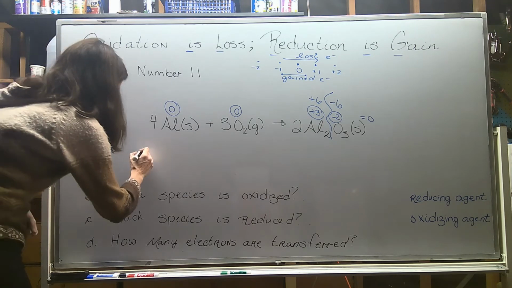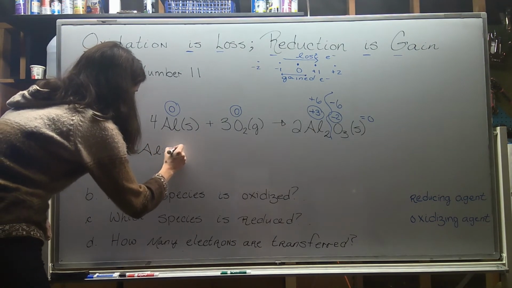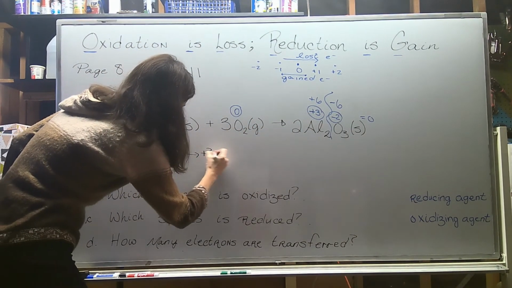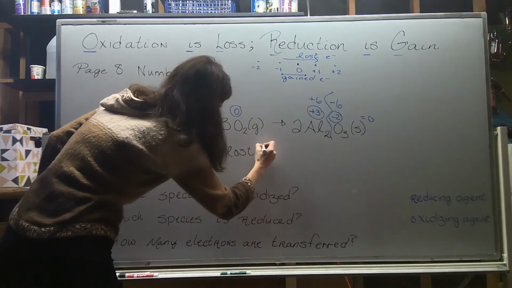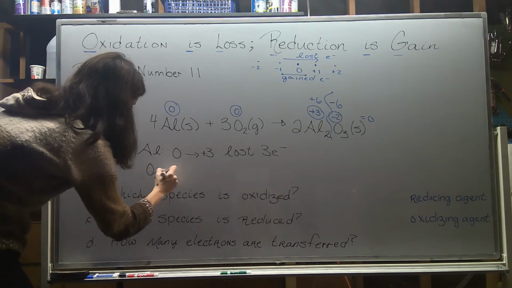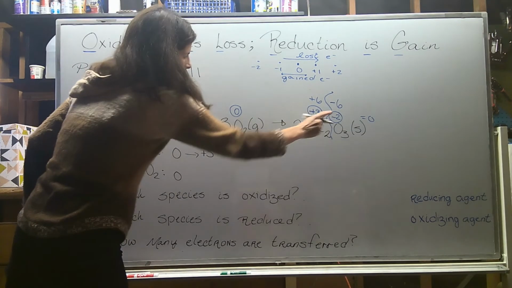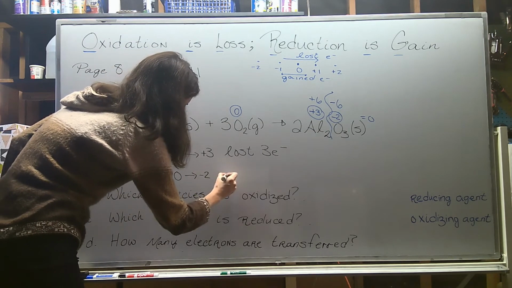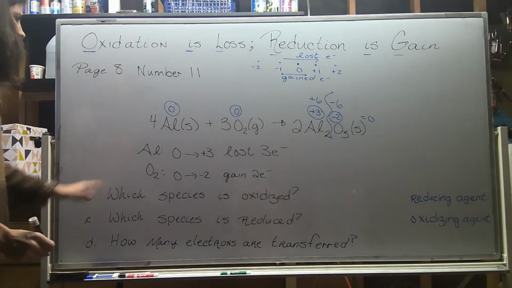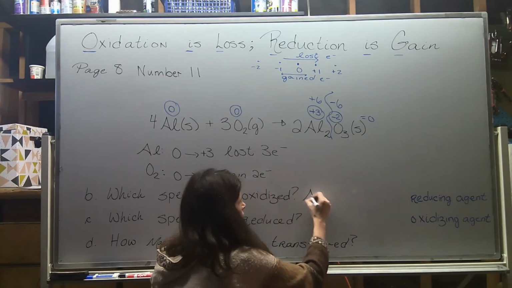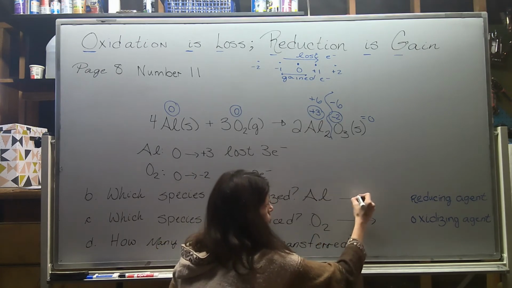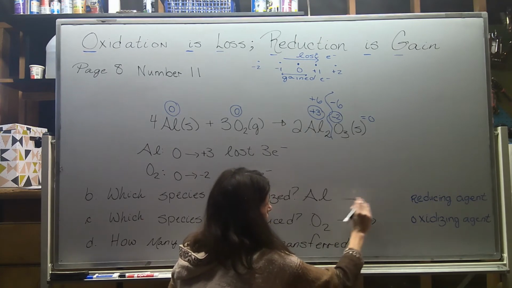So I'm going to say that aluminum started at 0 and went to +3. It lost 3 electrons. An oxygen gas started at a 0 and went to a -2. It gained 2 electrons. Oxidation is loss. Reduction is gain. And our agents are the opposite to that.